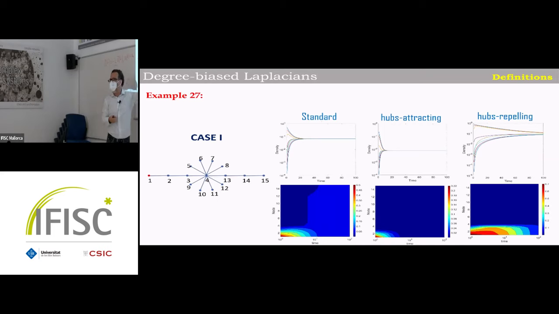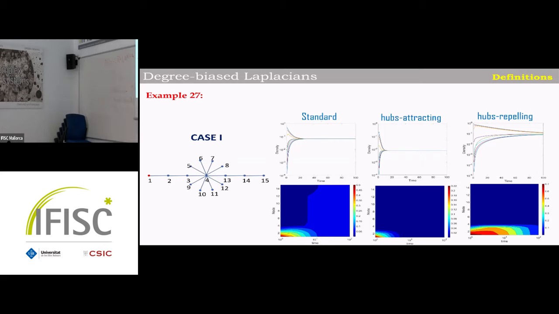Okay, let me show you one example. Here I have this particular simple graph, it's a tree, in which I will locate the diffusive particle at node one. And I will analyze what happens with the standard Laplacian, the normal Laplacian, the hubs attracting and the hubs repelling. In the standard Laplacian, we observe that in just 30 time steps there is convergence. There is a trapping at the very beginning around here, and then the particle diffuses to have the same concentration or steady state in the whole graph. In the hubs attracting, the process is accelerated, so the time at which the particle is concentrated or localized at the initial state is very short.